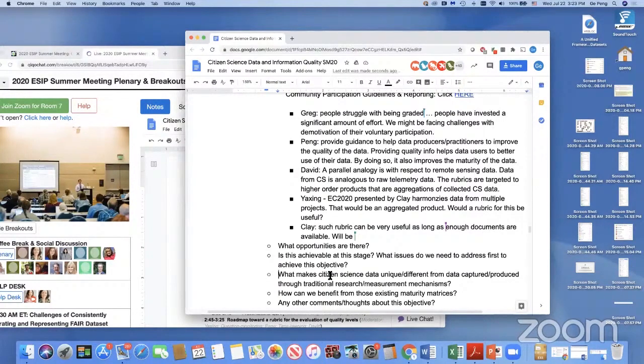So this question catches my eye, and we have an expert here. I would like to ask this question: what makes citizen science data unique, different from data captured or produced through traditional research and measurement mechanisms?